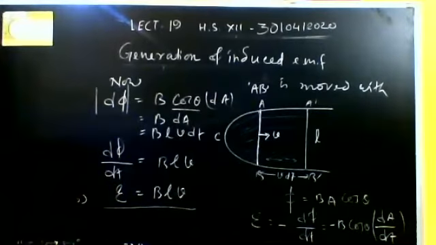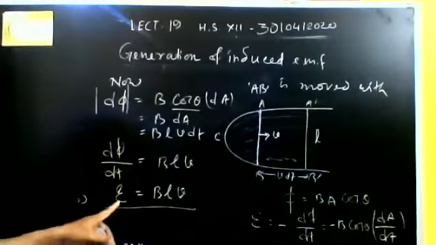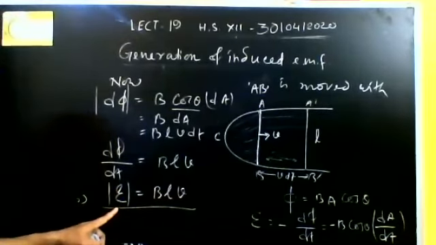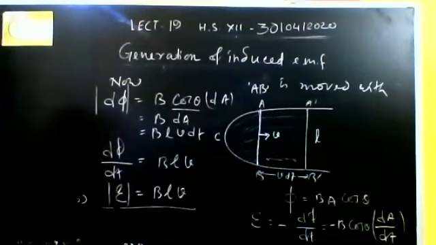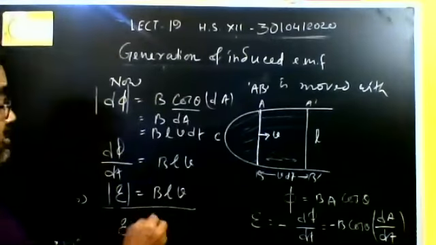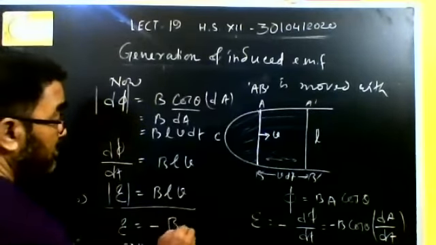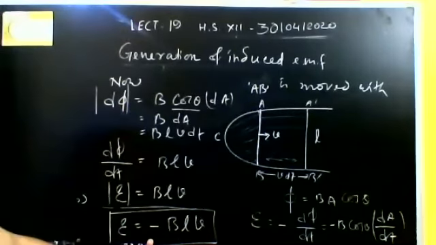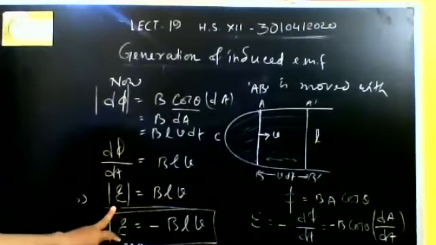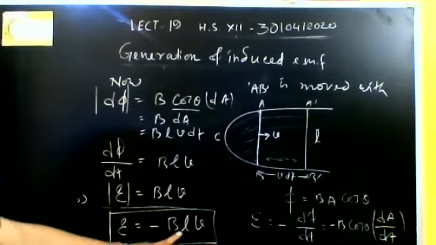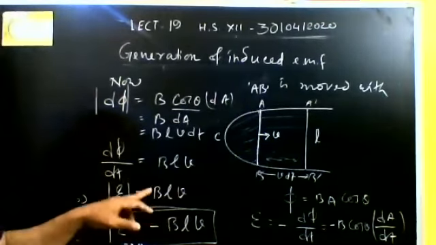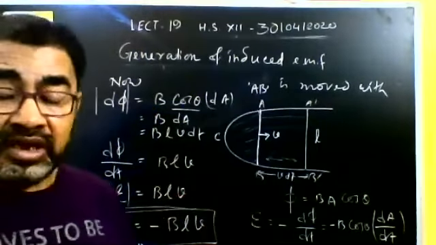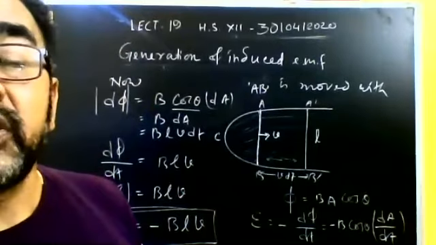If you consider the modulus, that is the magnitude, then no negative sign is required. If you write the direct value, then a negative sign is required, minus B L v, from Faraday's law. This is one of the important relations you will need to solve problems when you change the area by changing the position of a conductor.